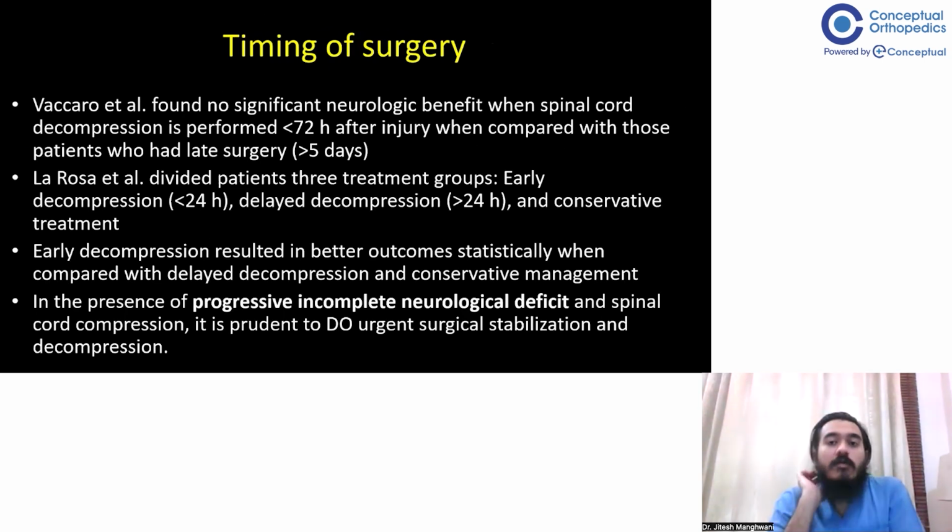Timing of surgery. Timing of surgery is something that has been studied a lot. A lot of research has been done on it. Vaccaro et al. found that there's no significant neurological benefit when decompression is performed in less than 72 hours compared to patients who have late surgery, that is beyond 5 days. La Rosa et al. divided the patients into three groups: decompression in less than 24 hours, delayed decompression after more than 24 hours, and conservative treatment.